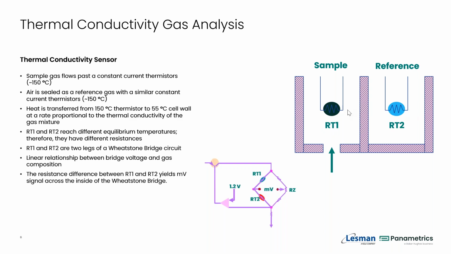But if you have a different gas going by there, whether it's your zero gas, your span gas, or something in the middle, the heat given off by that thermistor is going to be different in terms of the rate at which it's transferring that heat from that hot thermistor to the walls of the sensor.